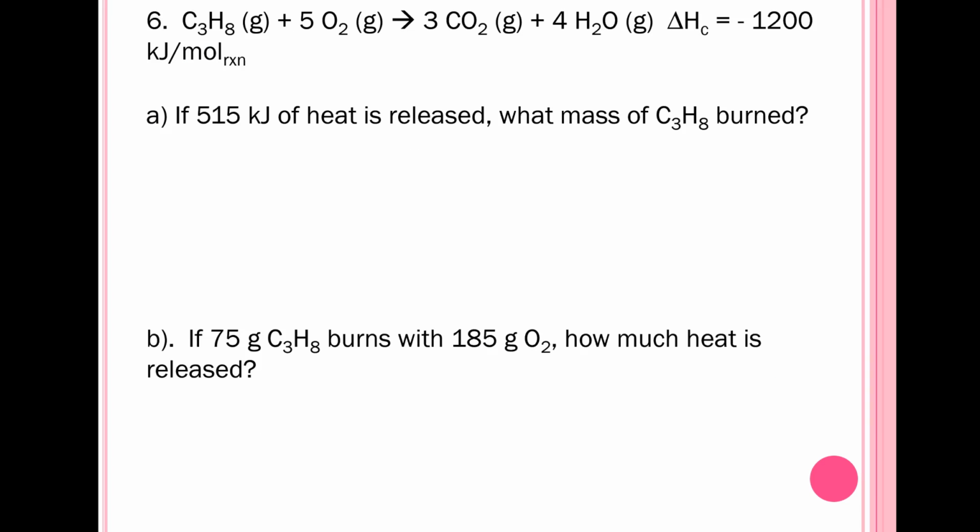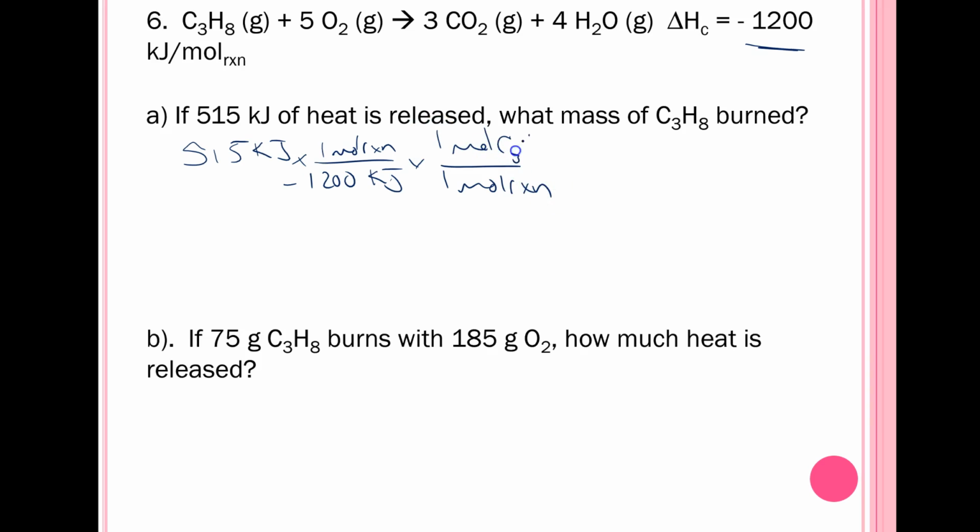Okay? So let's look at this one. So now I'm starting with heat. So if I have 515 kilojoules of heat, I'll put kilojoules on the bottom. That's where this number comes in, negative 1200 kilojoules for 1 mole of reaction. 1 mole of reaction gives me 1 mole of C3H8, balanced equation right here. And then 1 mole of C3H8 is 44 grams. Now you just do the math.